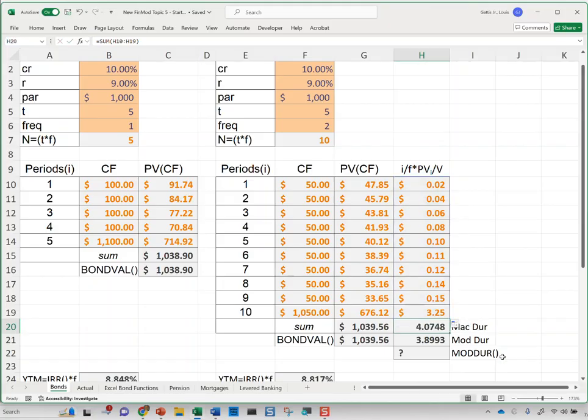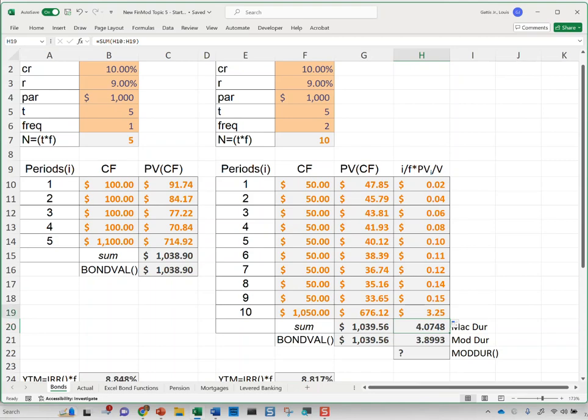Now, why does it make sense that it's 4 and not 5? Well, this bond makes payments, you get some fraction of its value in year 1, 2, 3, 4, and then most of the value is in year 5 when you get the final par payment. So on average, you get your money over 4.07 years. So that's how you think of Macaulay duration. On average, in present value terms, you get your money over 4.07 years.